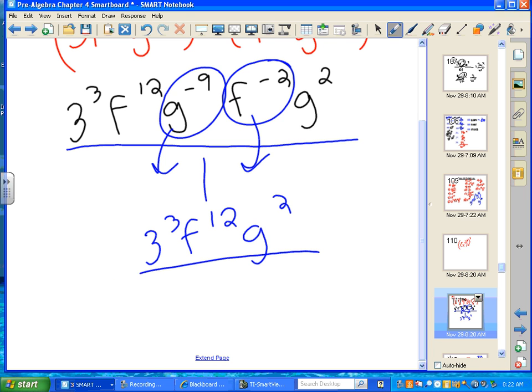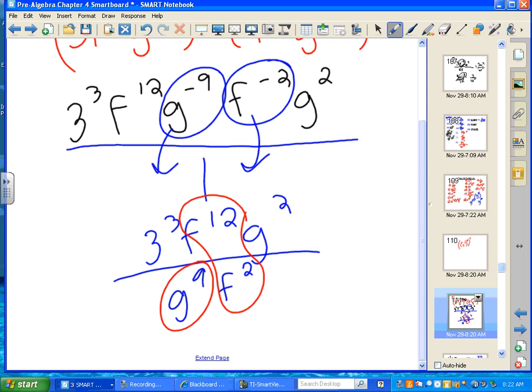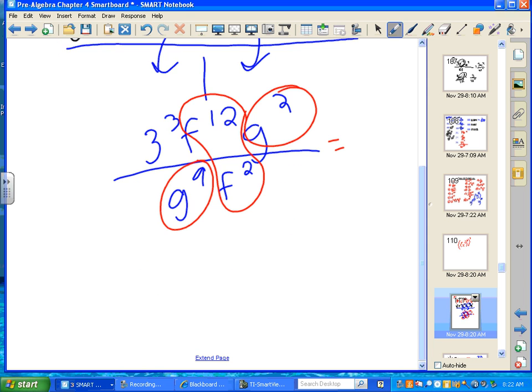Are we done? No? What else can we do? Anyone can tell us. What else can we do? Matt? Yep, so subtract the f to the 12th over f to the 2nd, and subtract the g to the 9th and g to the 2nd. Now here's where it gets tricky, because when you're subtracting, one of them is going to be positive and one of them is going to be negative. So we have 3 to the third. Emma, what's 12 minus 2? Good. And then, Emma, what's 2 minus 9? Good.